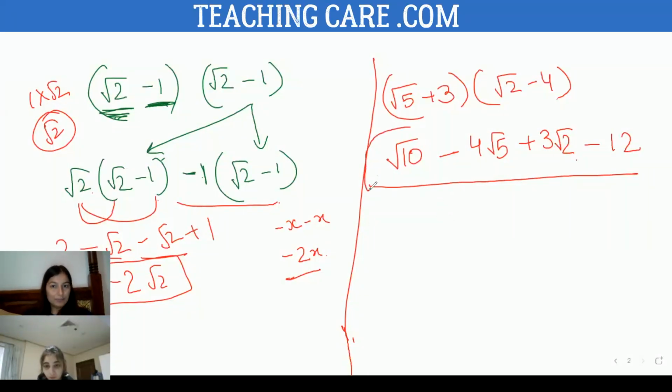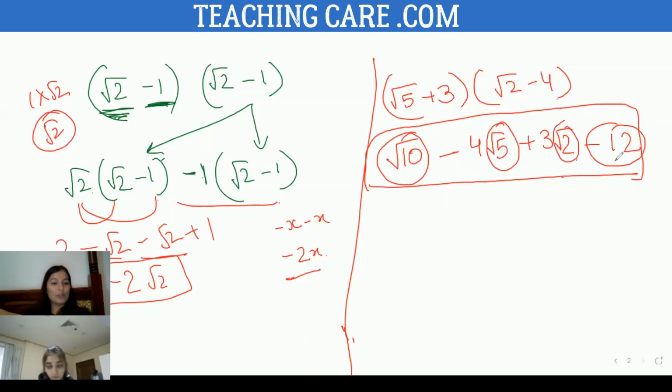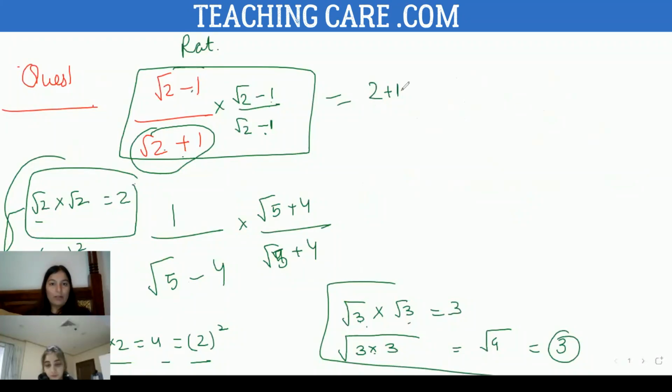Can we simplify this further? Is there any like term that we can add or subtract? I don't think so. No, there is not. Absolutely right. One is a simple integer; we do not have any integer here. One is in root 10, one is in square root of 5, another is in square root of 2. That means there is no like term here and we will keep our answer till here. So sometimes it is simplified further, sometimes it is not. Got it?